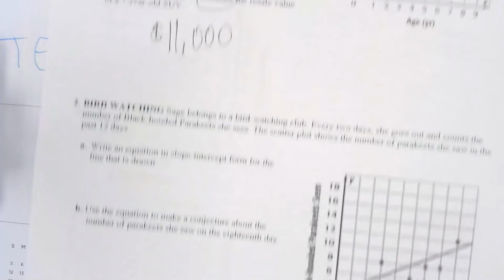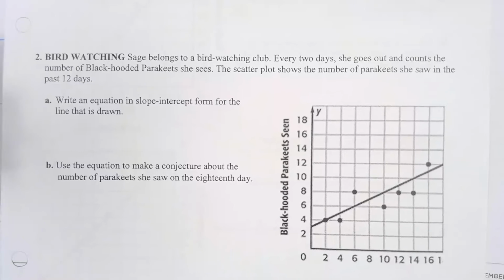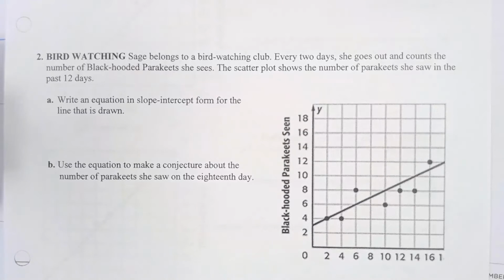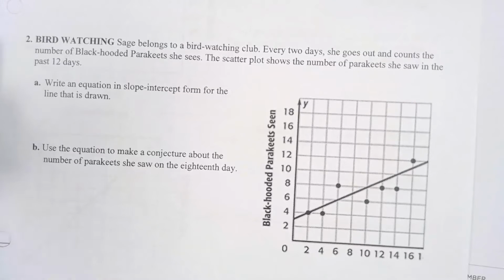Okay. Next one, Sage belongs to a bird watching club. Every 2 days she goes out and counts the number of black-hooded parakeets she sees. The scatter plot shows the number of parakeets she saw in the past 12 days. Write an equation in slope-intercept form for the line that is drawn.